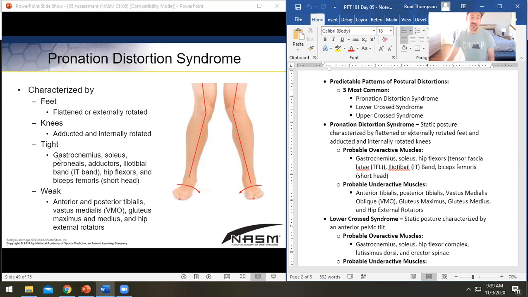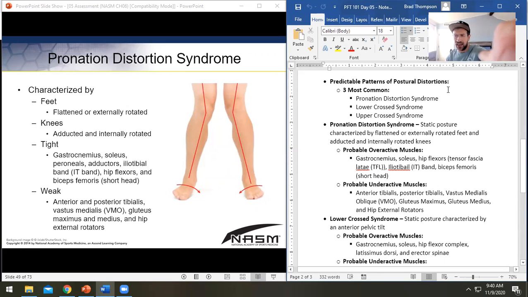And then at the knees, you'll see adducted and internally rotated knees. You look at the kneecap, you'll notice it's rotating towards the middle. They're both pointing towards the midline. So what muscles are tight? Why is this happening? What muscles got so tight that they stopped stretching out?